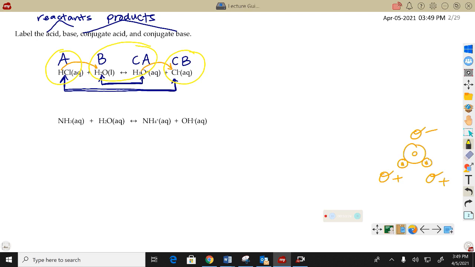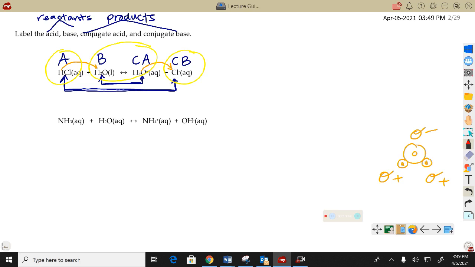Now I really like what happens in the second one, because when I look at the NH3, I thought bases were supposed to contain hydroxide, that often our bases are things like sodium hydroxide, potassium hydroxide.